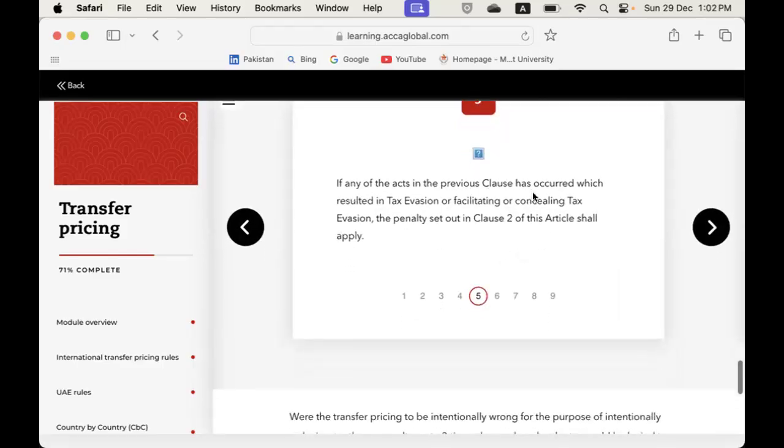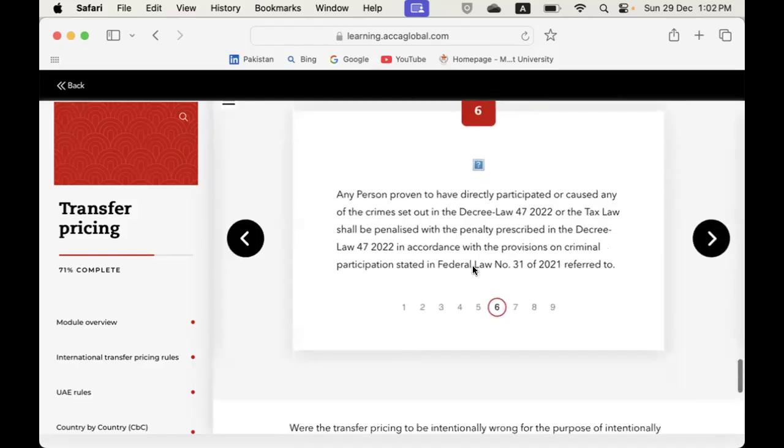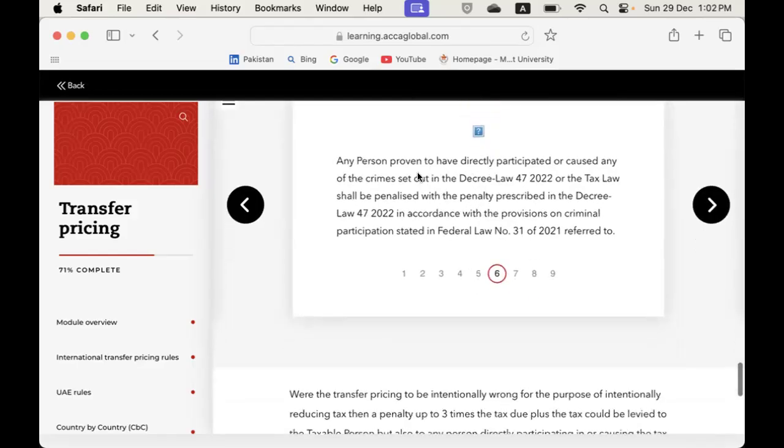If any of the acts in the previous clause has occurred which resulted in tax evasion or facilitating or concealing tax evasion, the penalty set out in clause 2 of this article shall apply. So similar, monetary. Any person proven to have directly participated or caused any of the crimes set out in the decree law or the tax law shall be penalized with the penalty prescribed by the decree law number 47, which is the federal decree law, in accordance with the provisions on criminal participation stated in federal law number 31 of 2021. So that's a different law. I think this is the civil code, I think.